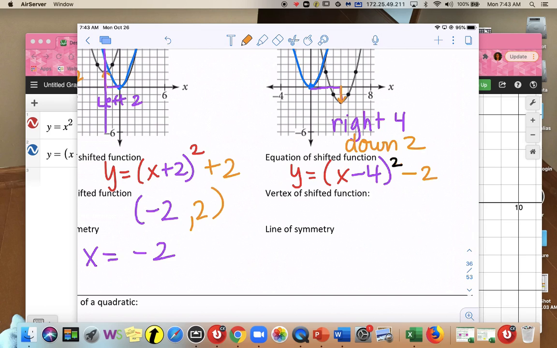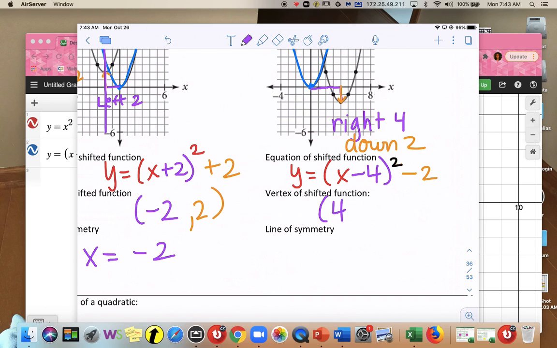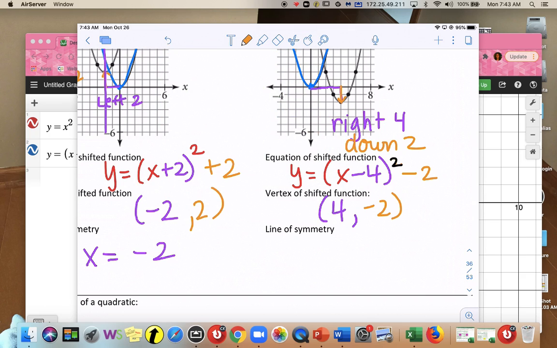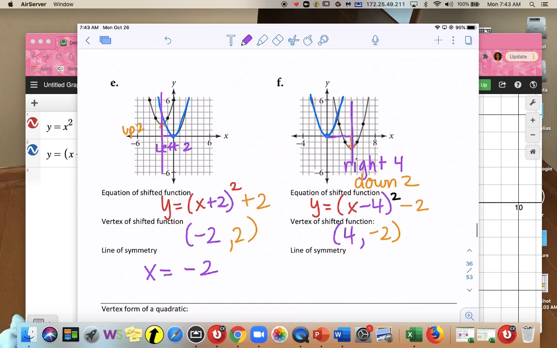The vertex goes to the right 4, down 2, so positive 4, but down 2 is minus 2. In our line of symmetry, again, we go to the right 4. So there's our new line of symmetry at x equals 4.